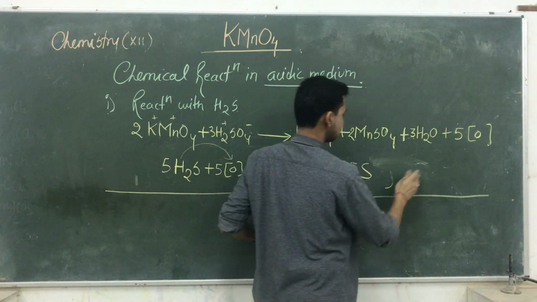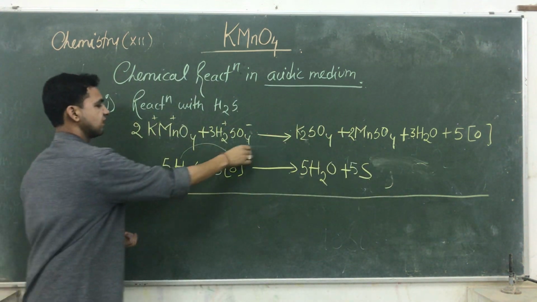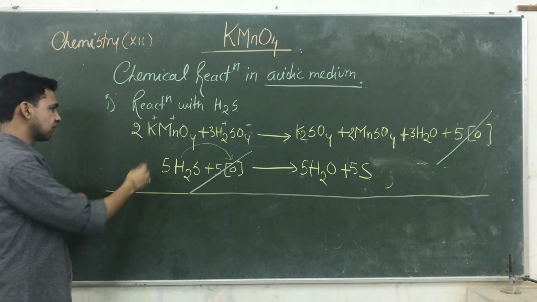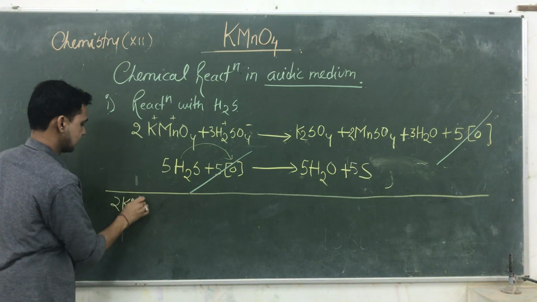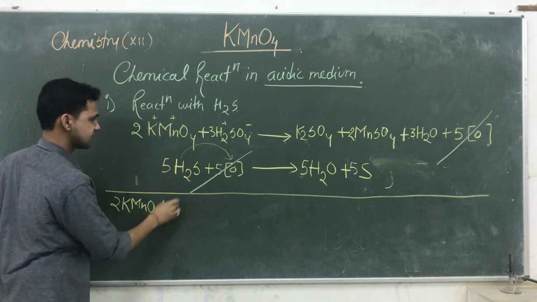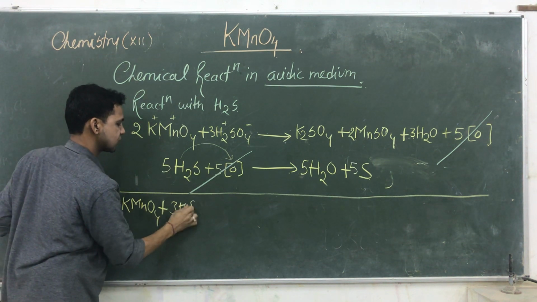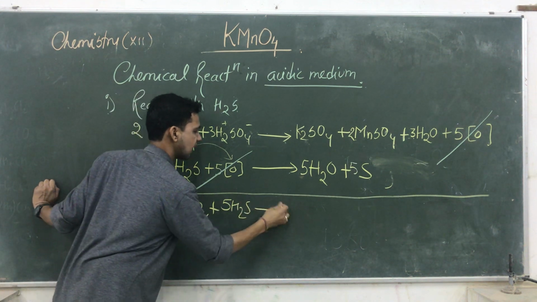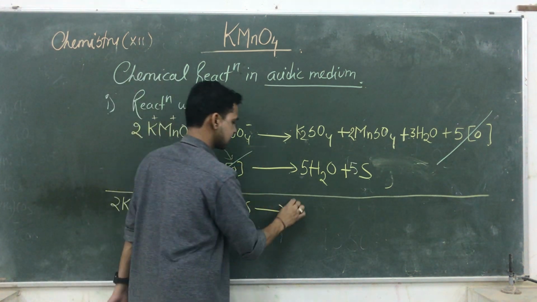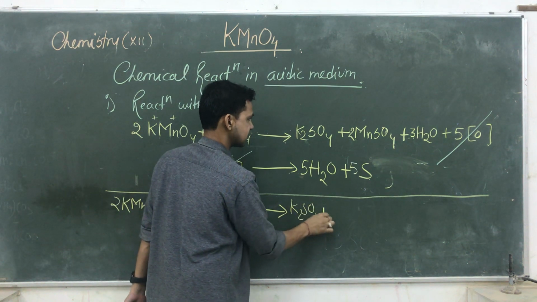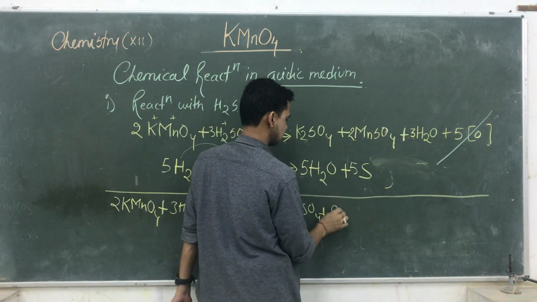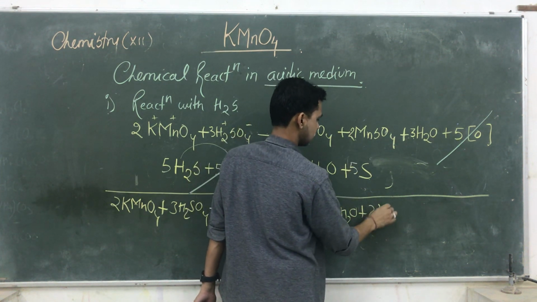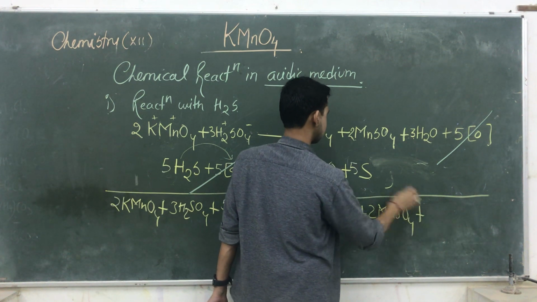So we need to remove this one because we had balanced already. So 5 oxygen is cancelled by the 5 oxygen. Something else? No. So we need to write the whole equation here. So twice KMnO4 plus thrice H2SO4 plus 5H2S. After that, that is K2SO4 plus water molecules 5 plus 3, 8H2O, plus twice MnSO4 and plus 5 sulfur.